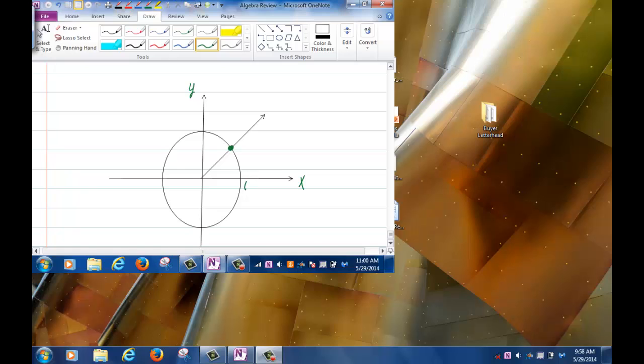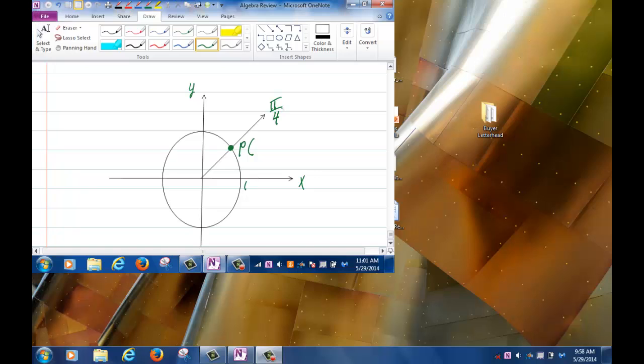So let's say this is P. Can someone tell me the coordinates of P? This is a 45 degree angle, pi over 4. Remember, 90 is pi over 2, so 45 would be pi over 4. We saw 90 was pi over 2 radians, so this would be 45 degrees. What are the coordinates of P?